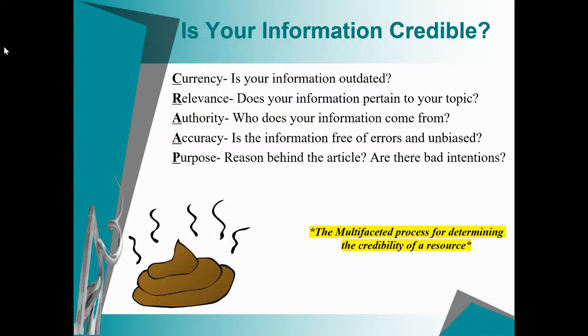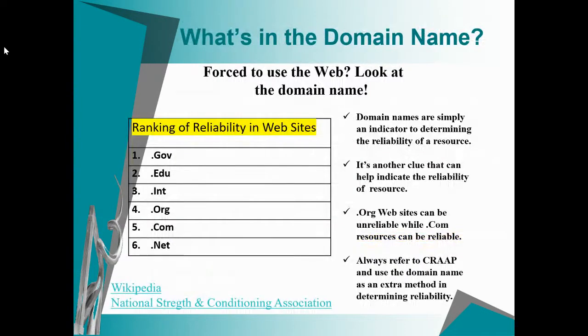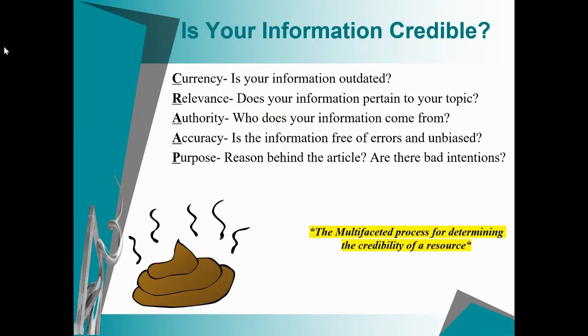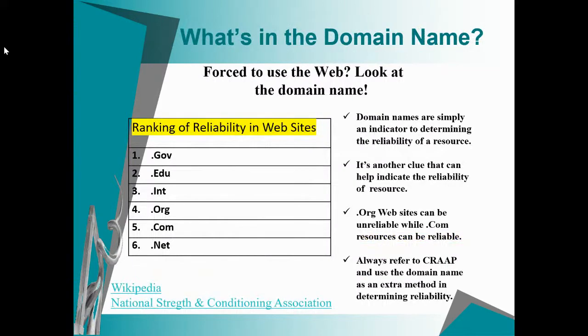In addition to this CRAAP test, we're going to look at a couple of websites right now. You're also going to want to keep in mind domain names, guys. .gov is typically the most reliable. Then you've got .edu, .int, .org for professional organizations, .com, and .net. Keep in mind, though, domain names are simply another indicator in determining the reliability of a resource. Just like the CRAAP test, when you're using all of these tools to understand if your resource is good or not, the domain name is another indicator that helps you. There are times when .org websites can be unreliable and .com resources are reliable. But in general, you need to always refer to the CRAAP test and the domain name to determine reliability within a resource.